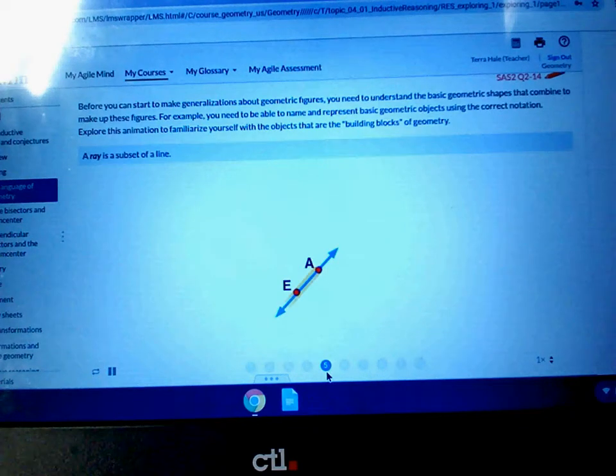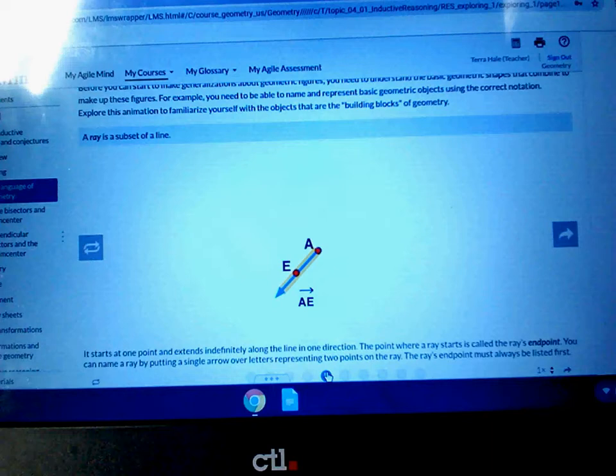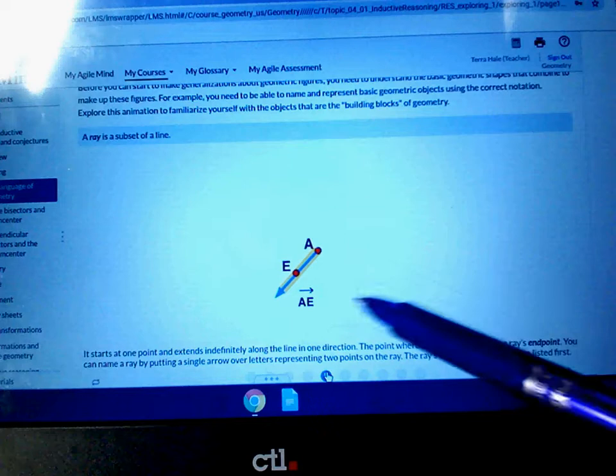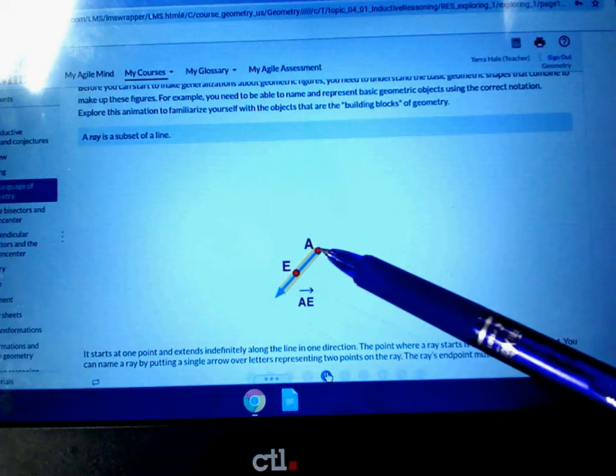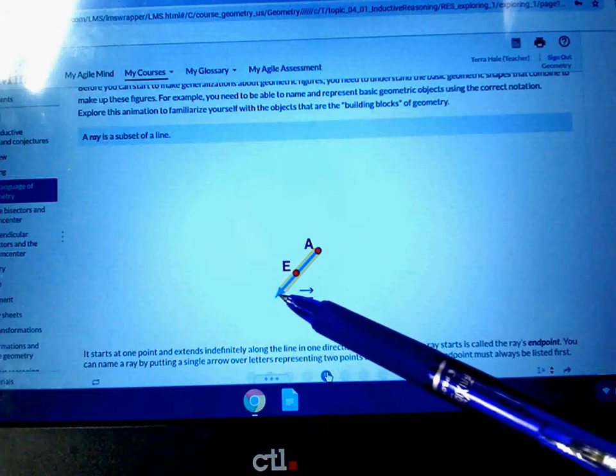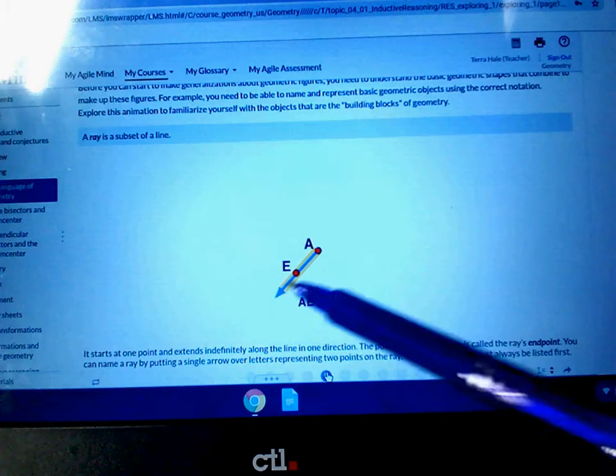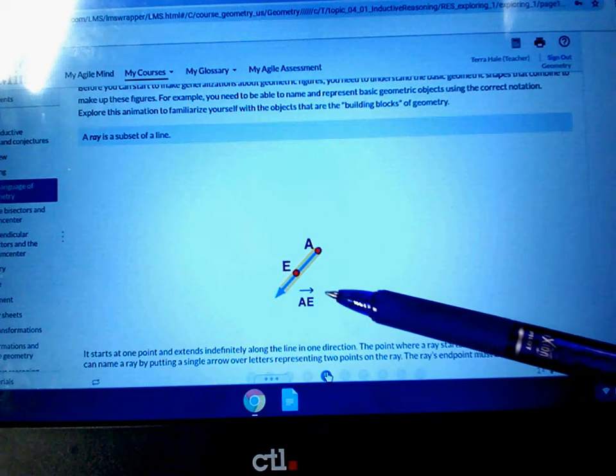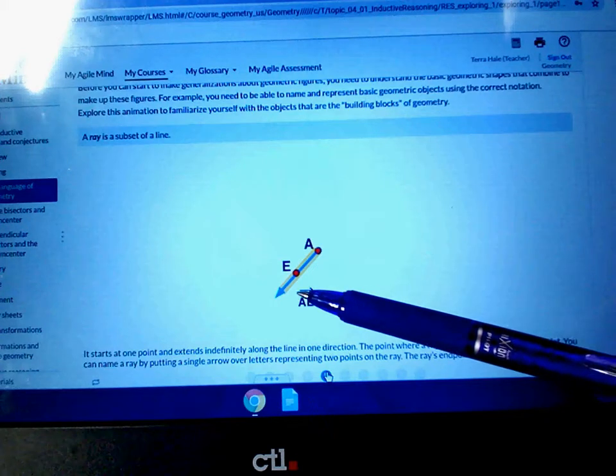Okay, so the next thing we're going to talk about is a ray. A ray is also a part of a line, but unlike a segment, it starts at a specific place, but it doesn't stop at a certain place. So this one, for example, this ray starts at point A, but it goes on forever in this direction. That's why the arrow is there. So when you name a ray, you're going to use a symbol for ray, which looks like a little tiny ray above the letters.